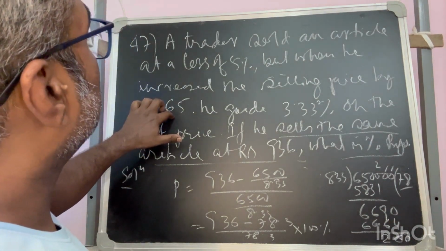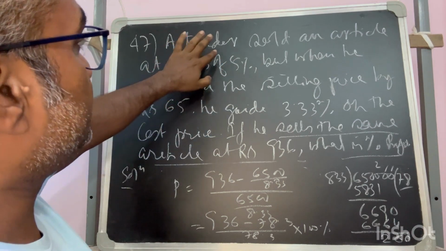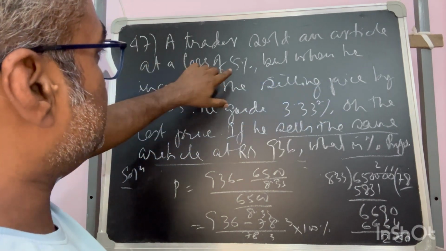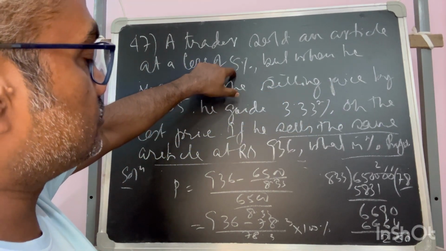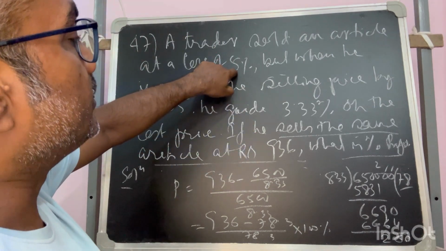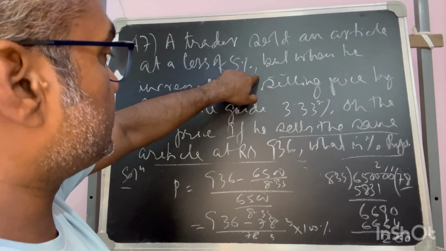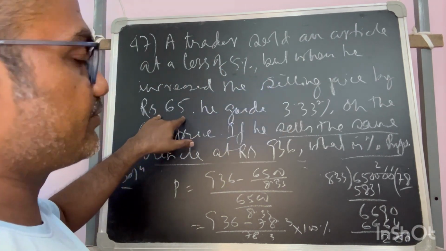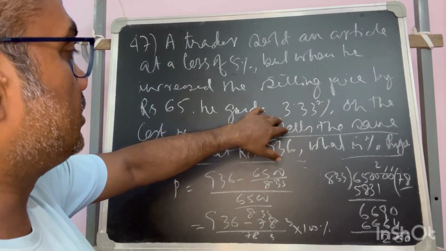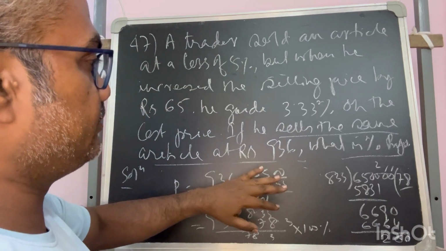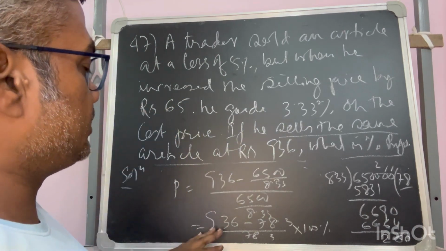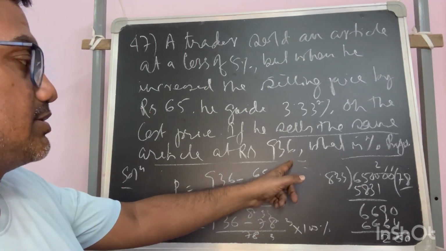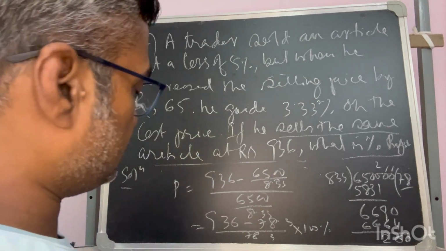So what I did: first I assumed that the selling price in the initial case is S. In case of loss, S upon 1 minus L is equal to the cost price. In the second case, when it is increased by 65, the selling price will be S plus 65, and there he is making a gain of 3.33, so that is being added. So from there the cost price is calculated. Once the cost price is calculated, it can be used as the cost price for the third transaction where he is selling it. So this is the case.